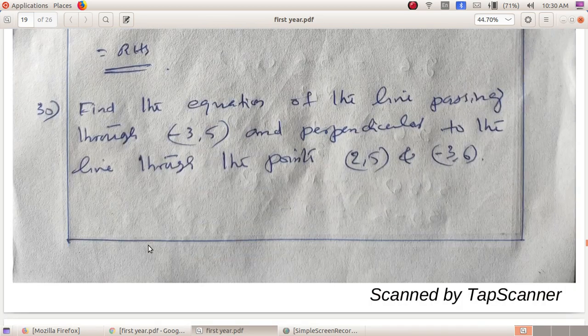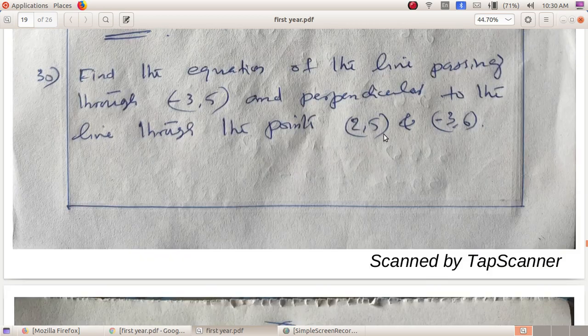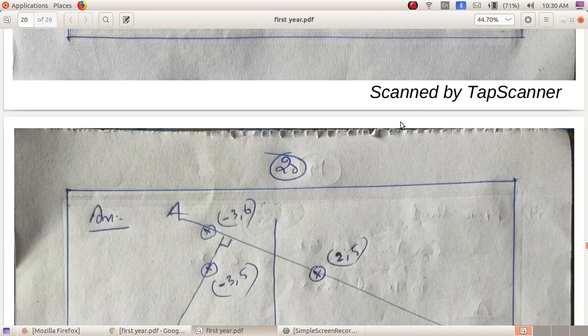That's RHS. Find the equation of the line passing through minus 3, 5 and perpendicular to the line through the points 2, 5 and minus 3, 6. First you draw the rough sketch of the graph. Find the equation of the line passing through minus 3, 5 and perpendicular to the line through 2, 5 and minus 3, 6.